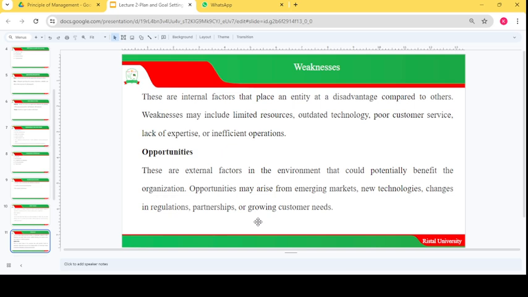So we have opportunities. These are external. Opportunities are external factors in the environment that could potentially benefit the organization. Opportunities may arise from emerging markets, new technologies, changes in regulations, partnerships, or growing customer needs.